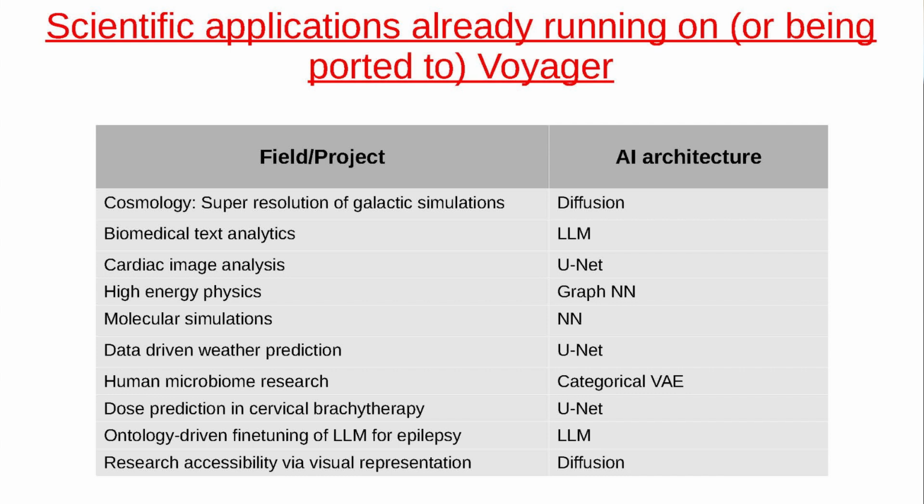These are a list of examples. There are more projects and models running on Voyager, but this is just some of them, in different fields like astrophysics, bioscience, chemistry. We have many AI architectures, can be diffusion models, LLMs, VAE. So we have a variety of models and fields.